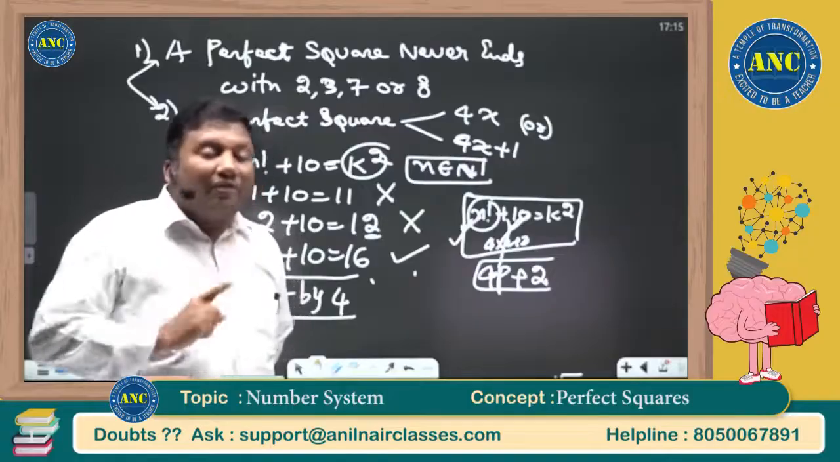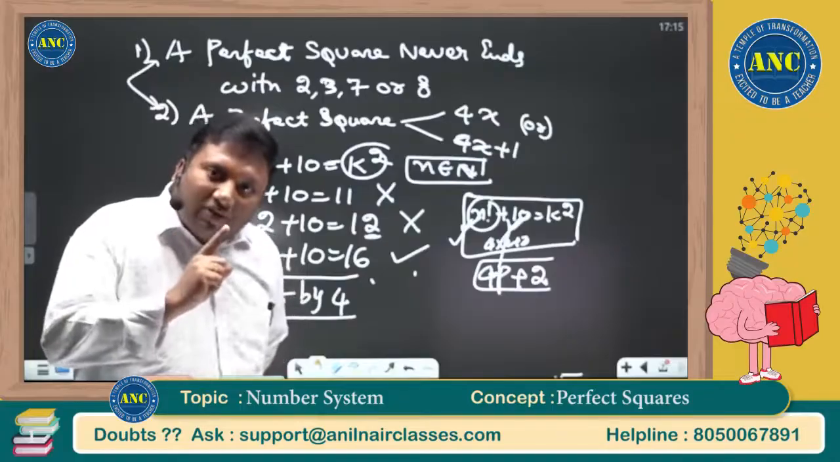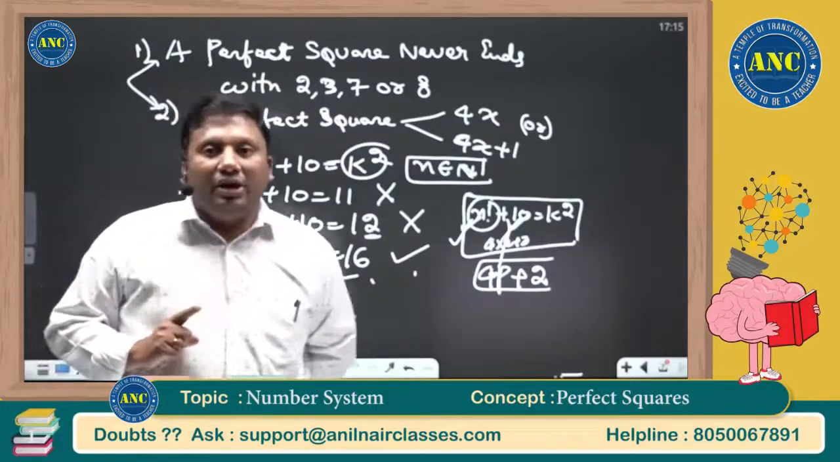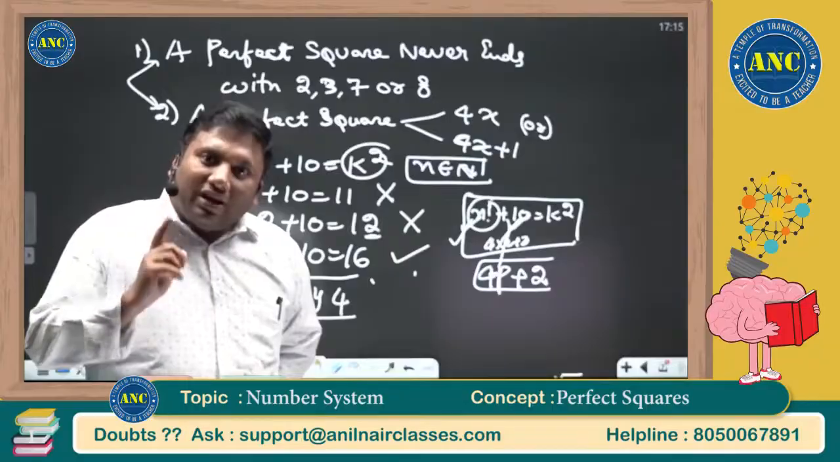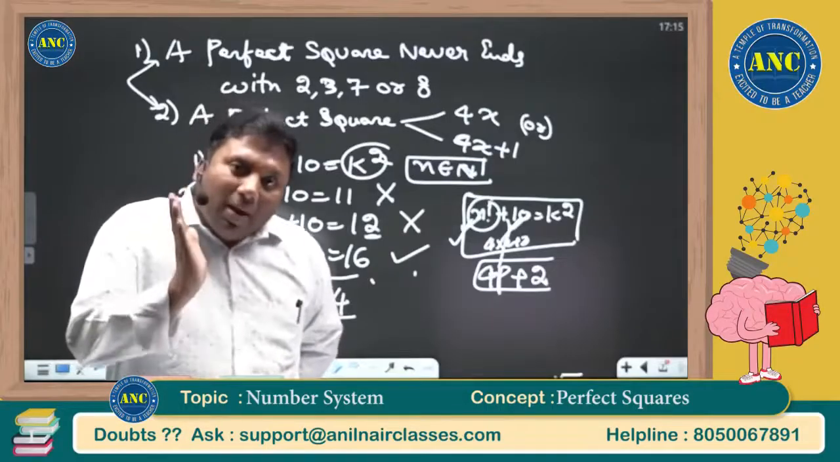If a number is a perfect square, it will always be of the form 4 into something or 4 into something plus 1.